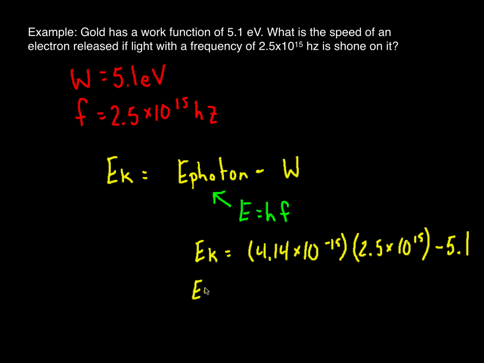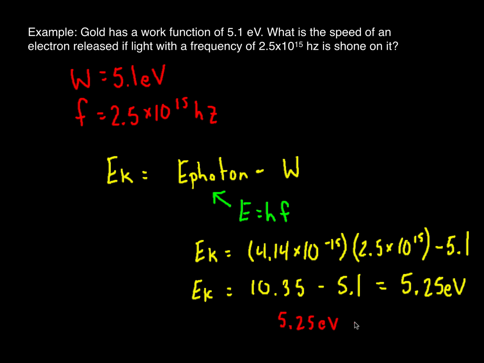This gives us a kinetic energy in electron volts of 10.35 minus 5.1 equals 5.25 electron volts. We're going to convert this into joules so that way we can calculate the velocity. 5.25 electron volts times 1.6 times 10 to the minus 19 joules in 1 electron volt. Electron volts cancels out and leaves us with joules. So we have the kinetic energy of our electrons equal to 8.4 times 10 to the negative 19 joules.